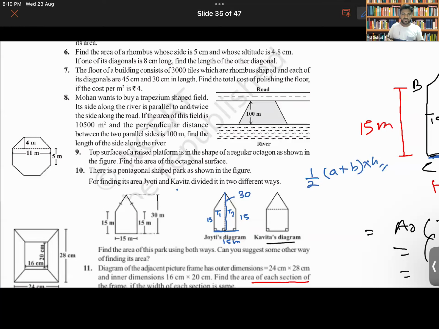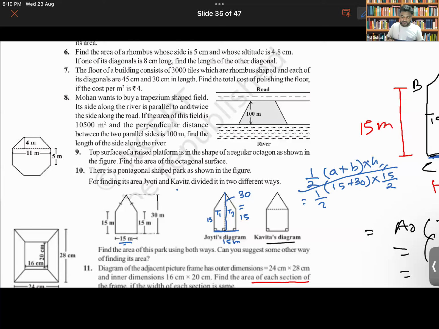Half the sum of opposite parallel sides multiplied by the height, the distance between them. So a is here 15, b here is 30, right? Now half into 15 plus 30, then the height. So height will be just half of 15 meter here. 15 into 7.5 upon 2, 7.5. Okay, so the first one is clear.